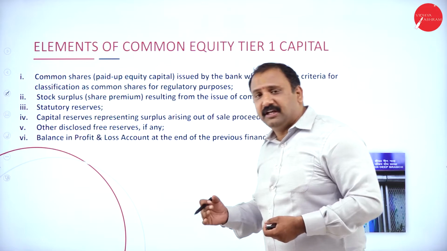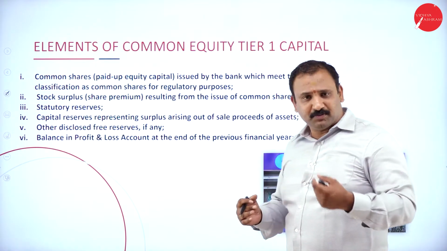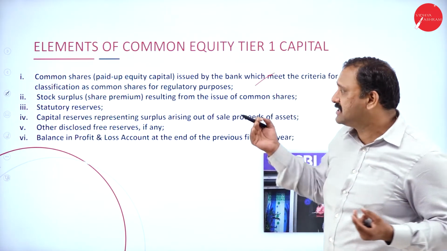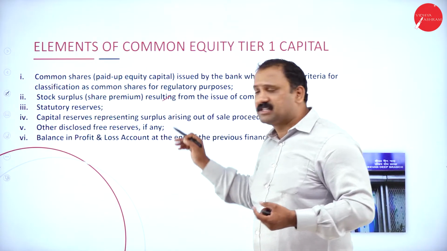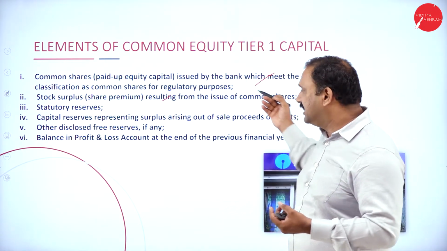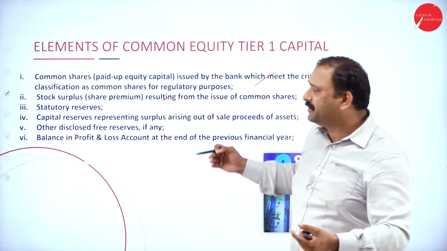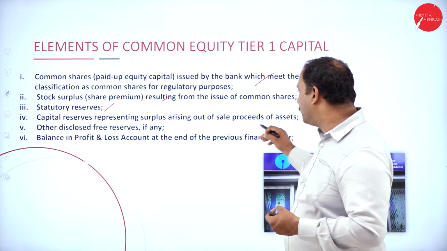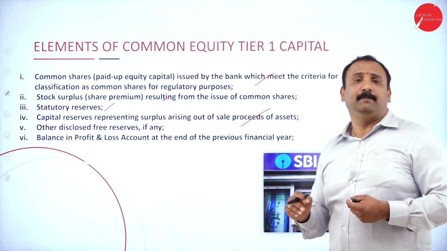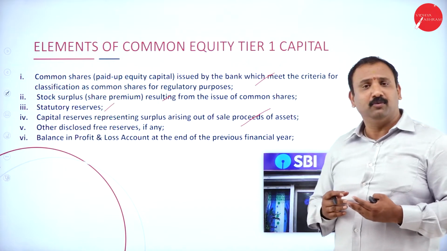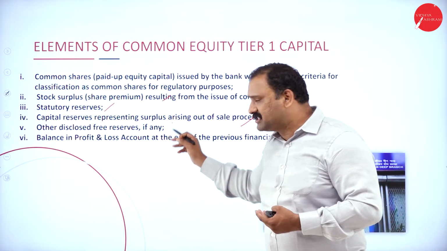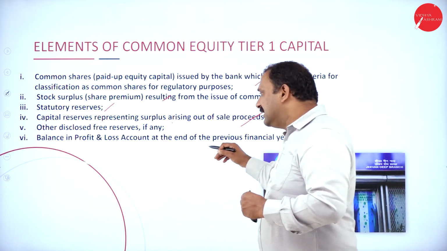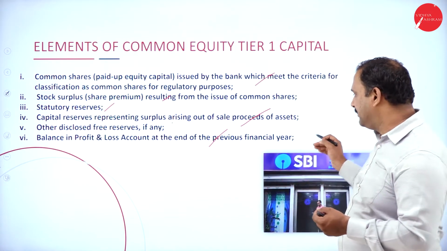Now, the elements of the common equity tier 1 capital, which means to say that the common shares issued by the bank will meet the criteria. It has to meet as per the factors. Now, the stock surplus that have been coming out in terms of the issue of common shares, what are all the statutory reserves that have been maintained in the bank, the capital reserves, that is also very, very important, arising out of the sale of the proceeds and other factors, because they also come into the picture. Other disclosed free reserves, if there are any disclosed free reserves that have been maintained, that also have to come. The balance in terms of profit and loss previous financial year.